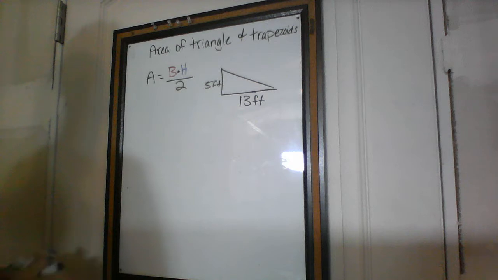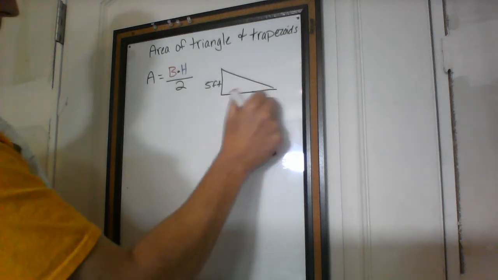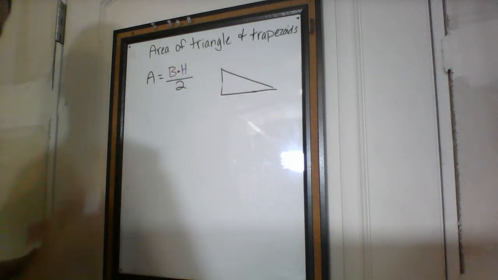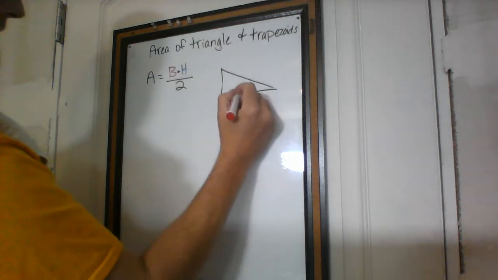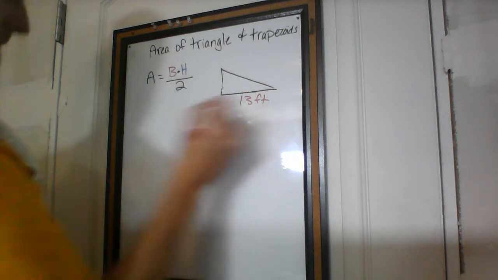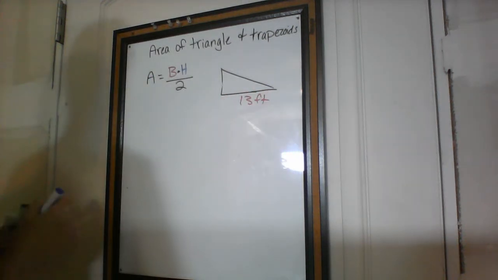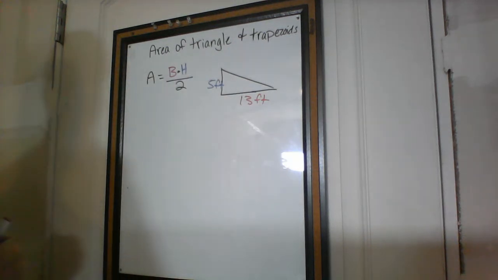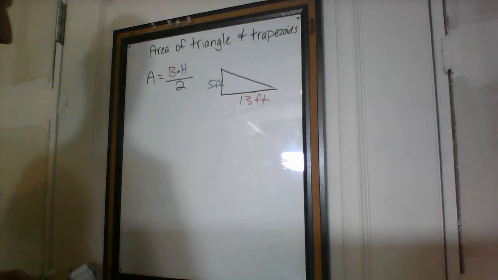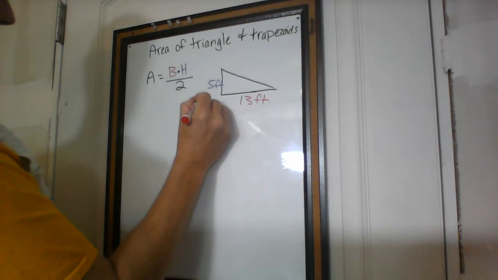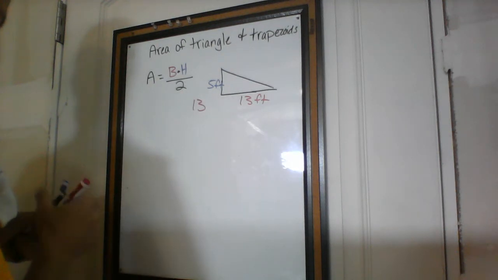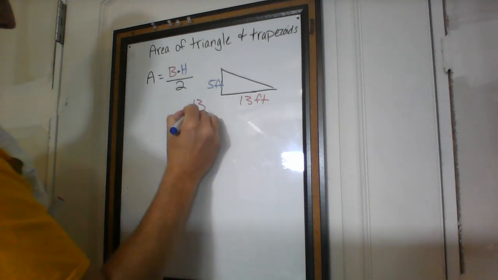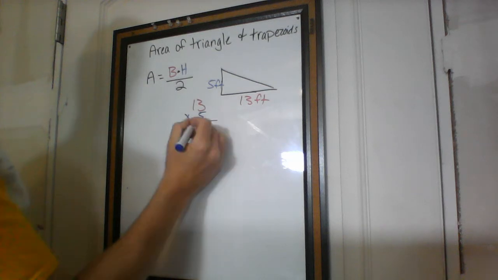Okay. And actually, I'll do this. I'll make this even how I should. I did it by color there. I should do it here. Our base is 13 feet. Our height is 5 feet. So we're going to take our base and our height. We're going to multiply those numbers together. So let's do our 13. We're going to multiply that by our height, which is 5.